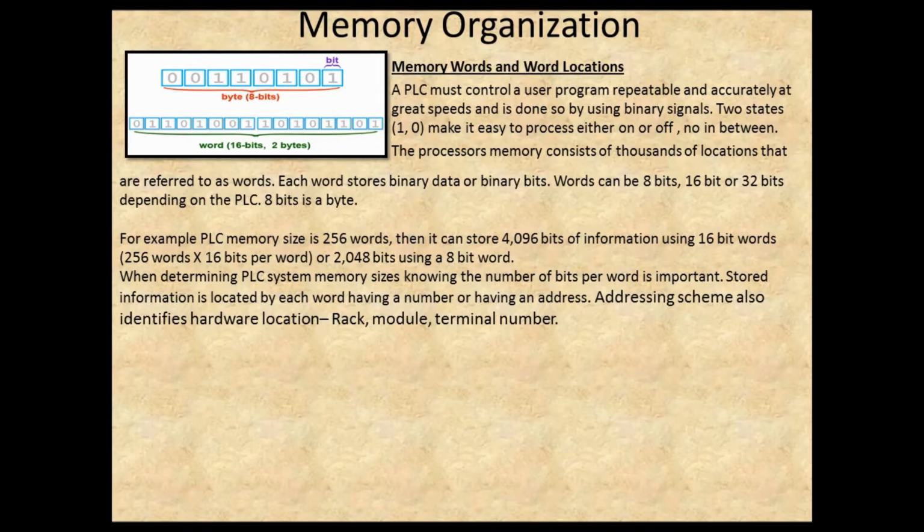Okay, so when somebody's talking about memory, you always ask how many words and how many bits per word. It's very important that you know the size of the word. When determining PLC system memory size, knowing the number of bits per word is important. Stored information is located by each word having a number, an address. Addressing schemes also identify hardware location: rack, module, and terminal number.